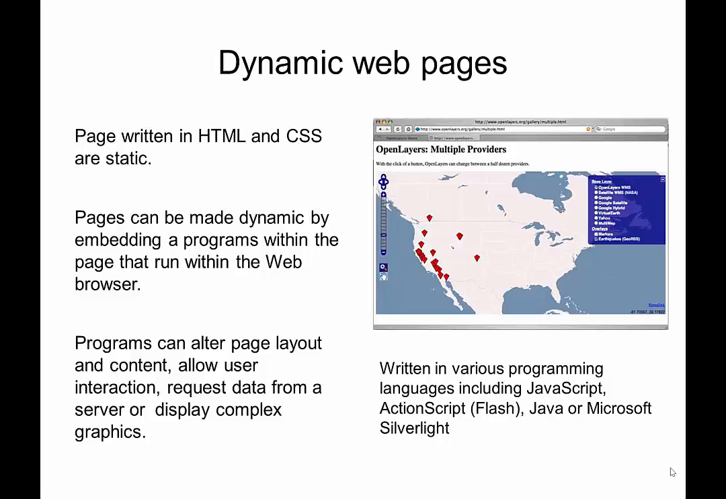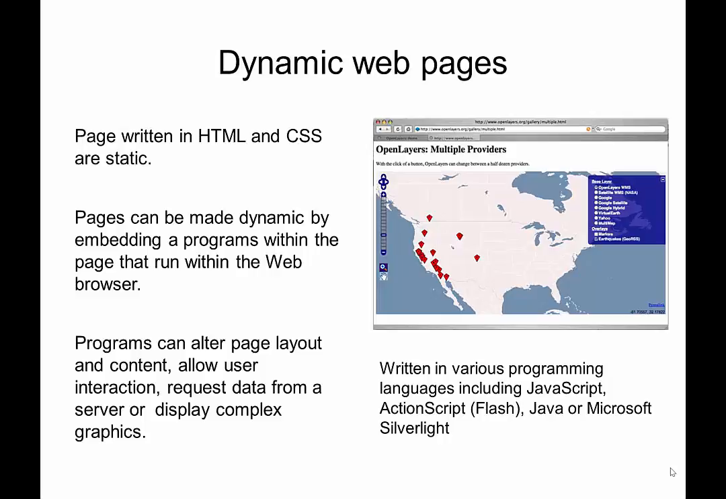So if we want dynamic pages, pages that can change while they're in the browser, once we've grabbed them and loaded them up into our browser, so we can interact with them or have some kind of animation or something like that, we need to write programs and embed programs within the web pages. And these programs can do things like alter the page layout and content, allow user interaction, point and click on things, request data from a server, display complex graphics. It's a programming language. It can basically do anything you want within the HTML, CSS structure that you have.